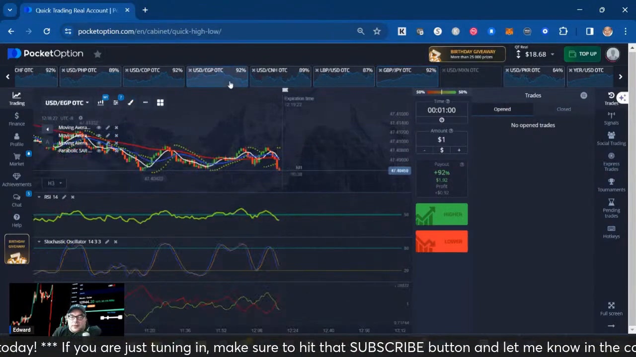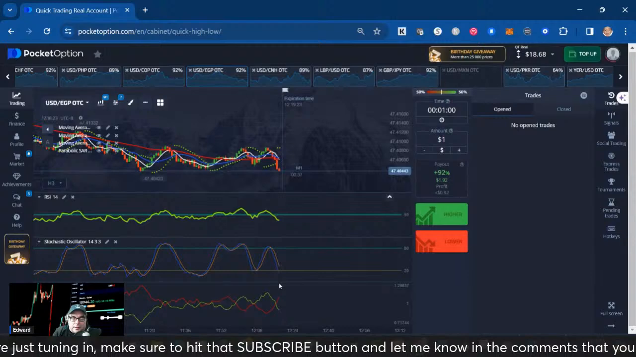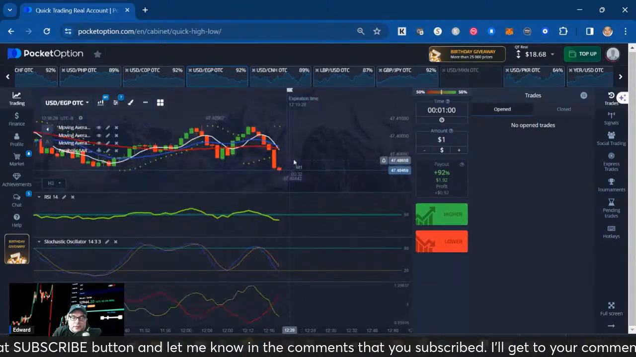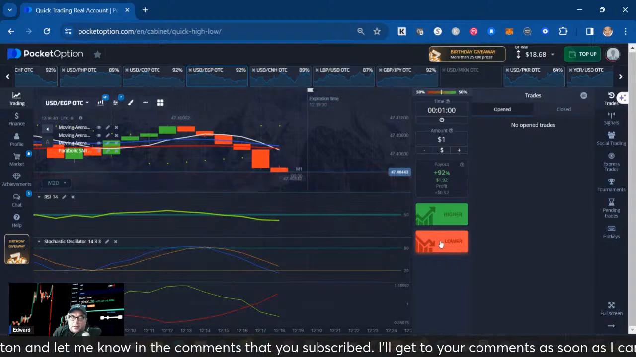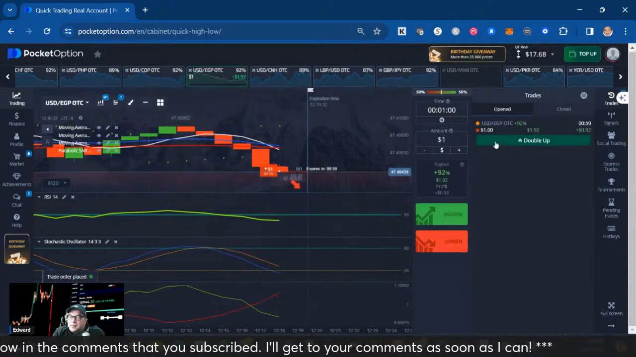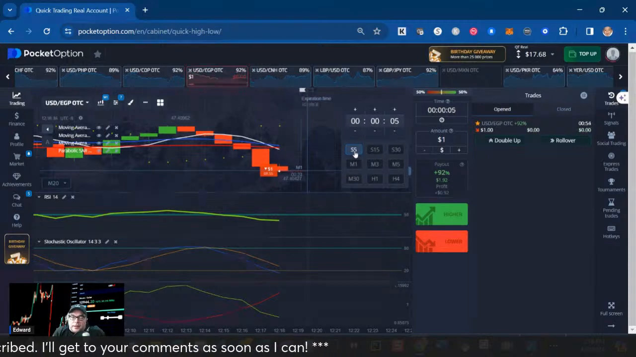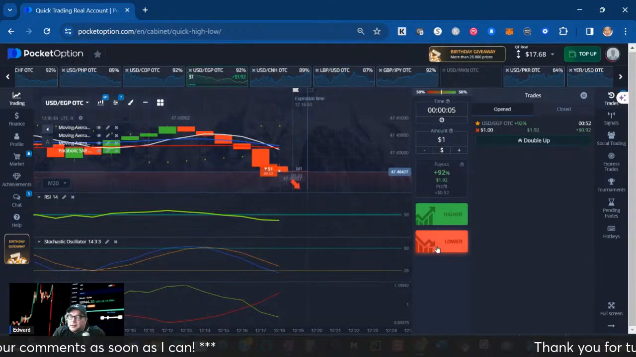Let's see. Oh, here's one. This is definitely down. It's into the downtrend. So I'm going to place a 1 minute down. Let's see what this thing does. If it starts breaking, then I'm going to start doing 5 seconds too.